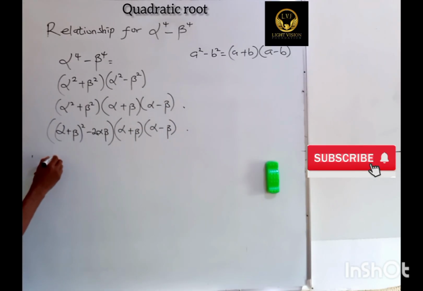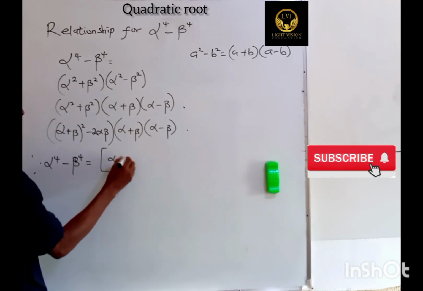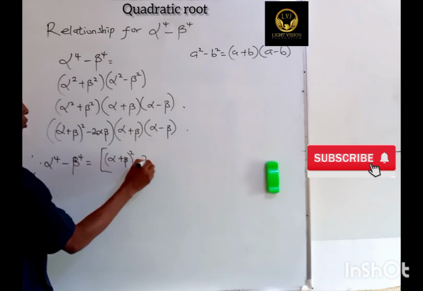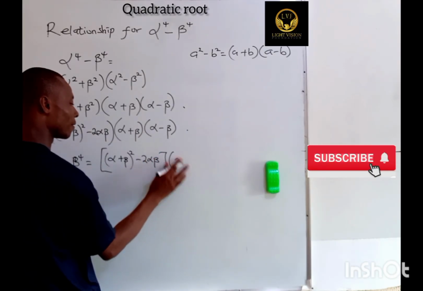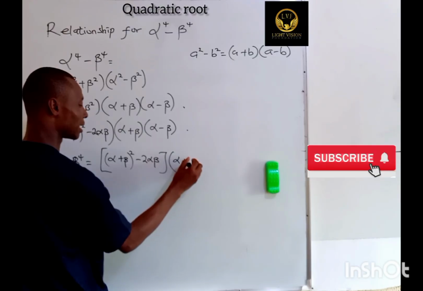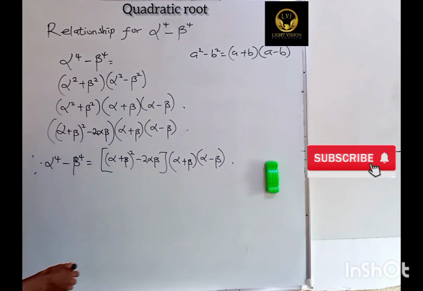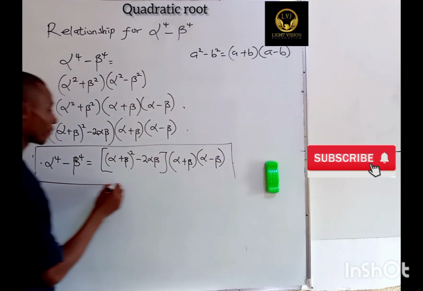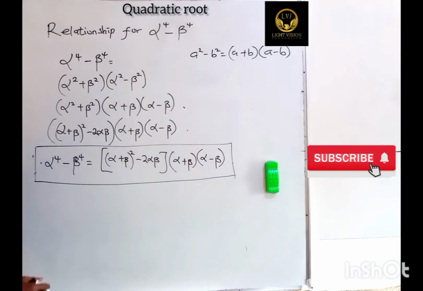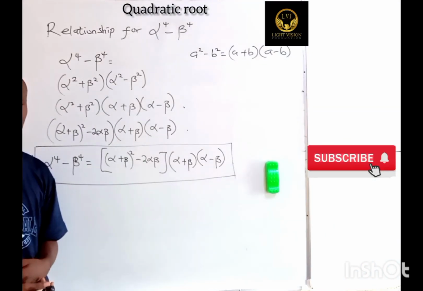Therefore, when you're asked to find alpha raised to the power 4 minus beta raised to the power 4, that becomes alpha plus beta all squared minus 2 alpha beta, then into alpha plus beta bracket alpha minus beta. So this becomes the relationship you use when you are asked to find alpha raised to the power 4 minus beta raised to the power 4, where alpha and beta are the roots of a quadratic equation.